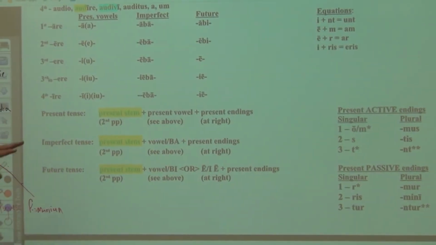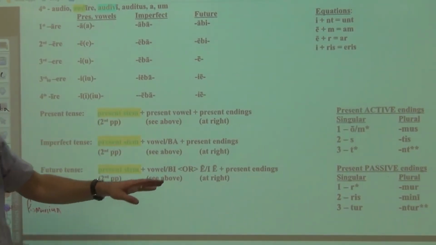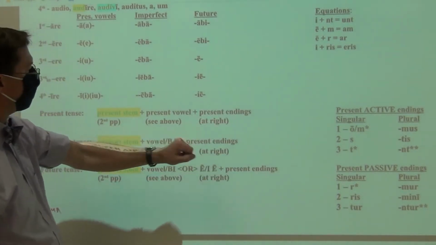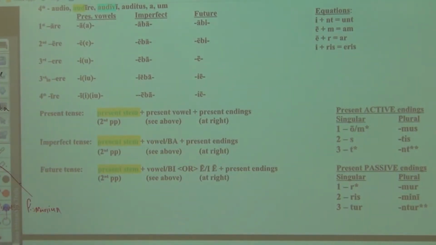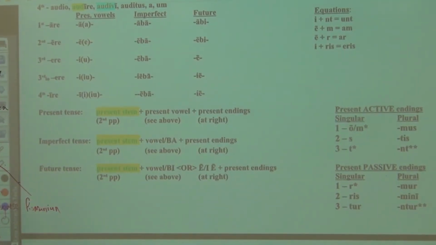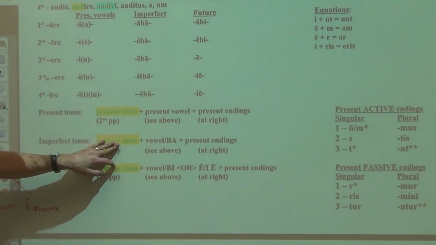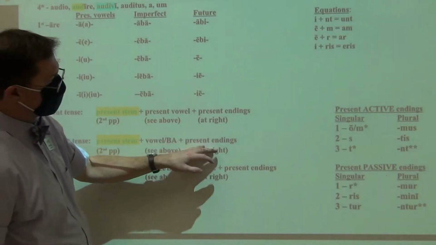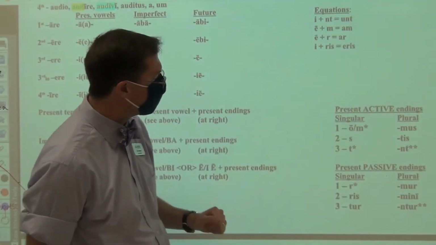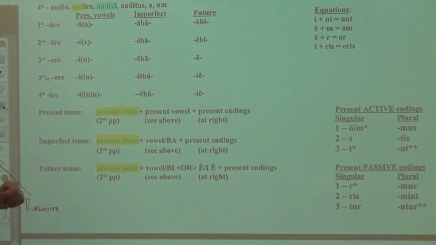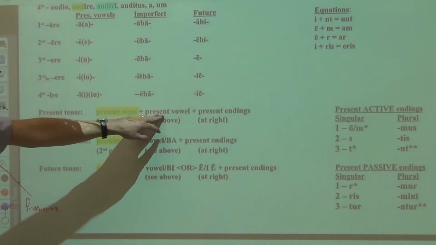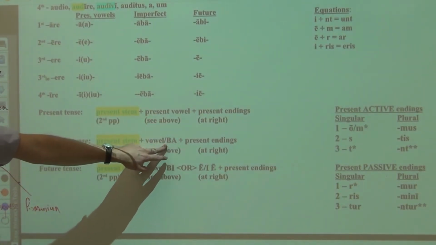So for the present tense, you take the present stem, present vowel, and then the present ending, and that creates a present tense verb. The imperfect tense is going to be also with the present stem that you get from that second principal part. You will also have those same present endings that you see here, but instead, its middle is not just a vowel, but it is a vowel plus a -ba.